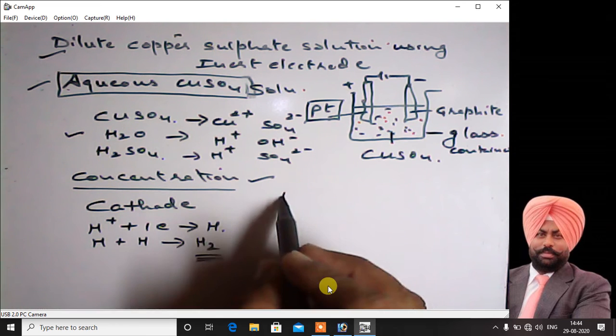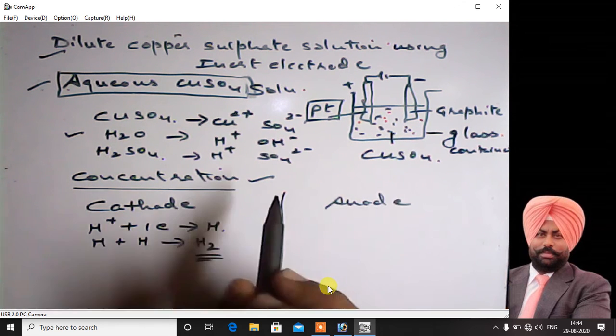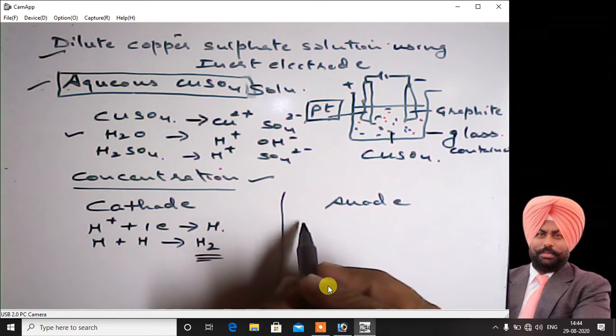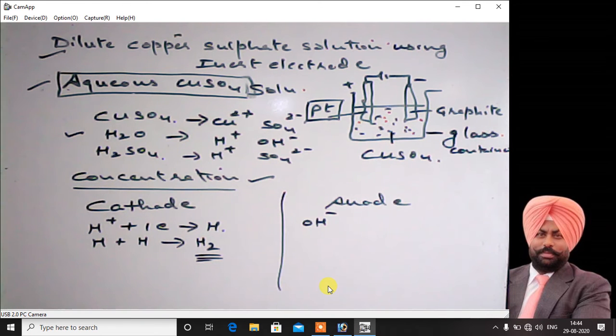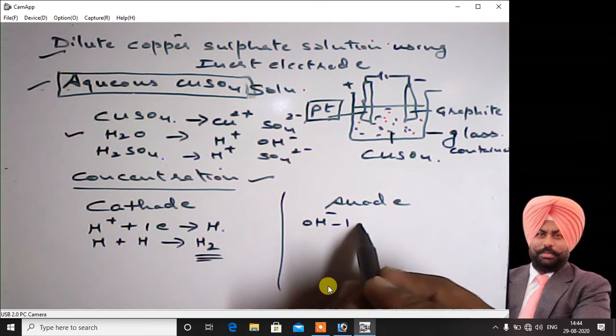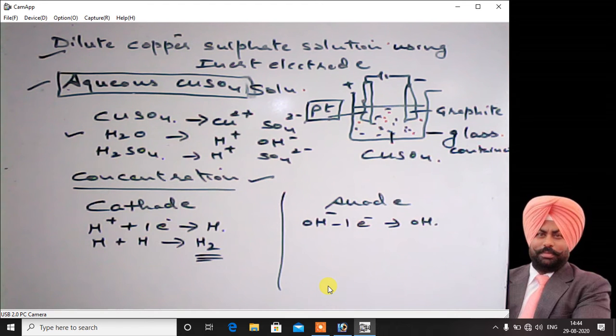Now, if we look for the reaction at anode, we know that the concentration of hydroxide is more than the sulfates. Therefore, hydroxide, which is an anion, is having excess of one electron, it will lose one electron and it will form OH.